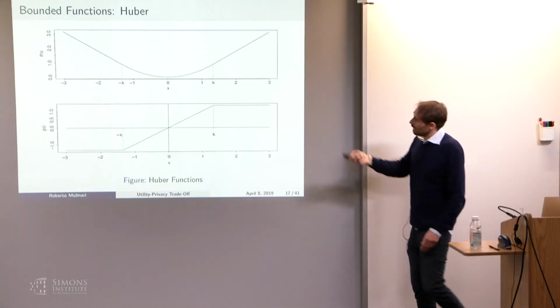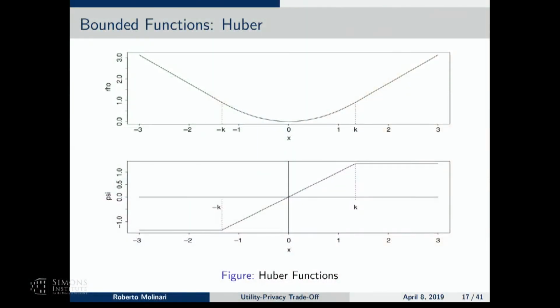And this is just a representation of these two functions. This is the convex function rho that we want to minimize. It's quadratic, and then it becomes linear outside of k. If k goes to infinity, this whole function just becomes quadratic, and so that just becomes the sample mean.